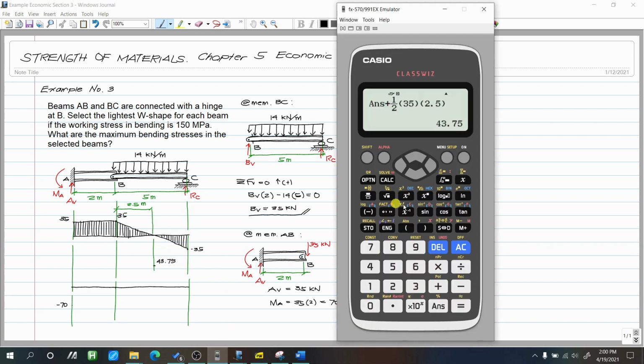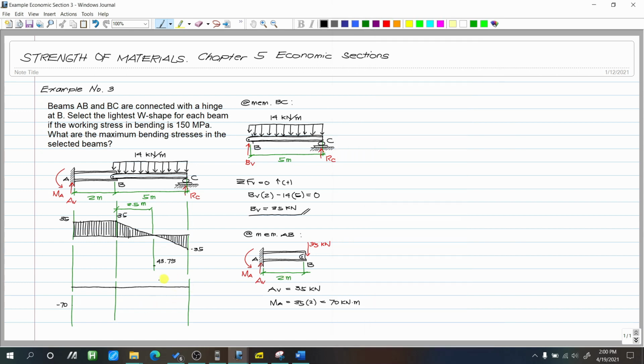So, 43.75 minus the area below. That is 1/2 of 35 multiplied by 2.5. So, of course, 0. Okay? So, 0 degree to first degree, then 70 to 0, right? Then, first degree to second degree.